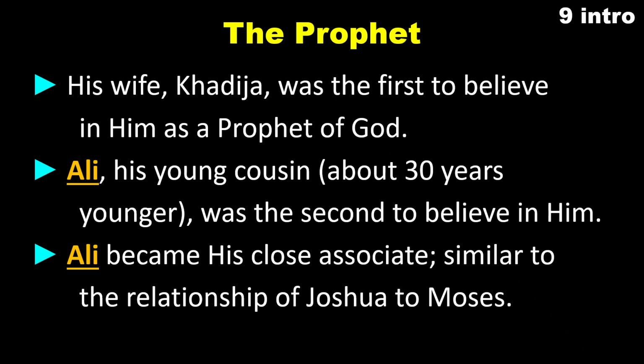Also note that Ali married Muhammad's youngest daughter by Khadijah, named Fatima. Two of their offspring, sons Hassan and Hussein, also became very important figures in the formative years of the faith of Islam.